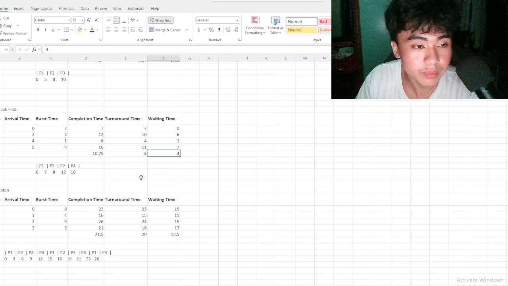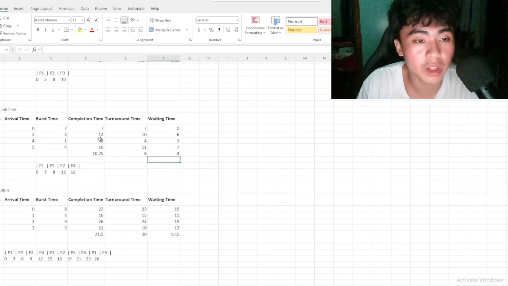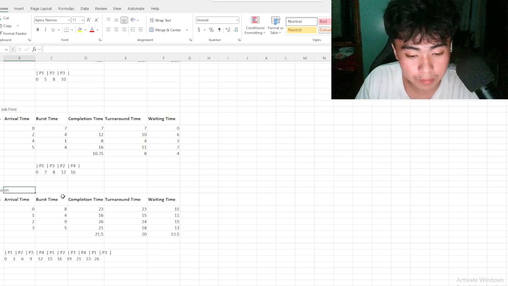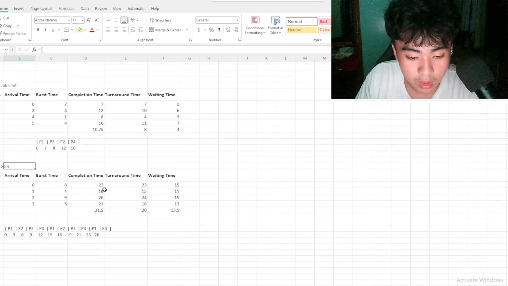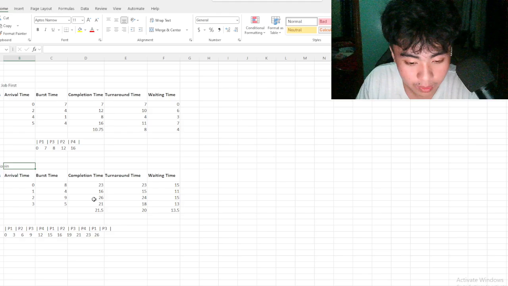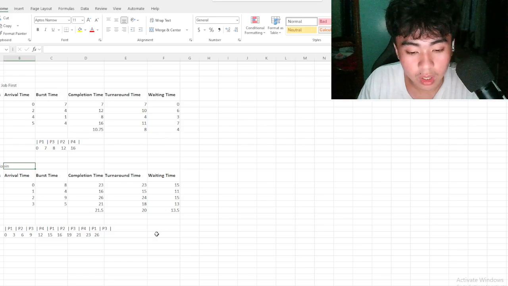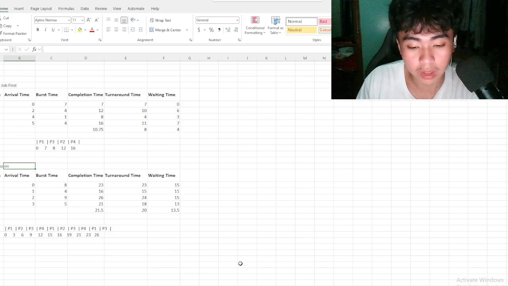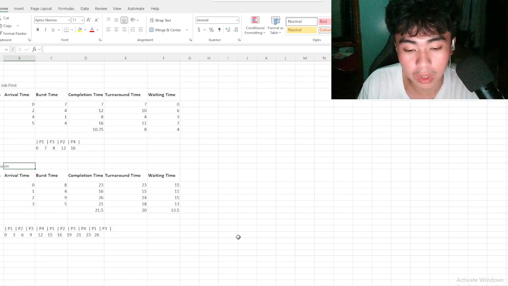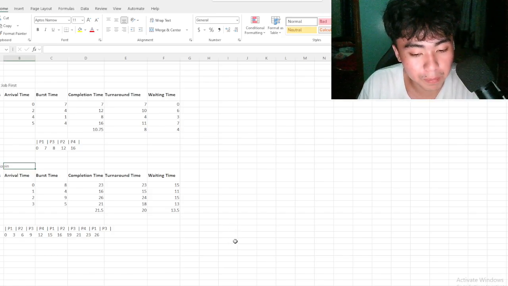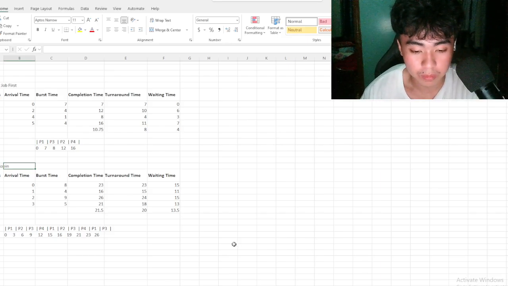So since we're now done with shortest job first, let's begin with round robin. In round robin, each process gets a time slice. If the process does not finish within its time quantum, it is placed back in the ready queue and waits for the next turn. If a process finishes during its time slice, it is removed from the queue.